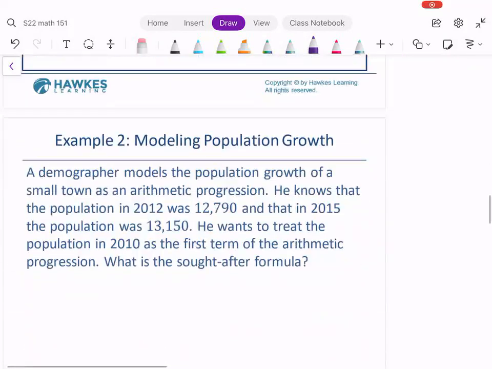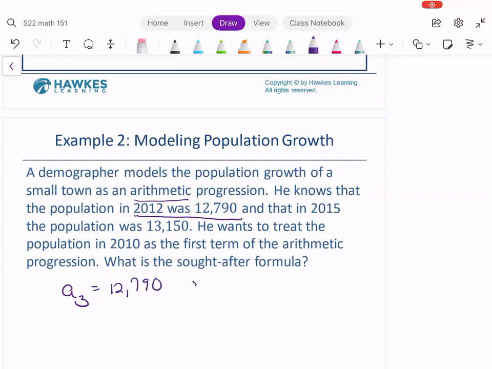But let's look at an example where we might use arithmetic sequences. If we're looking at population models and we know the population of a small town and we know that it's arithmetic, we know the population in 2012 and we know the population in 2015, but we want to know the population in 2010. If we treat that as the first term of the arithmetic sequence, we want to find the general formula. Since a sub 1 represents 2010, a sub 2 is 2011, so therefore a sub 3 is 2012.